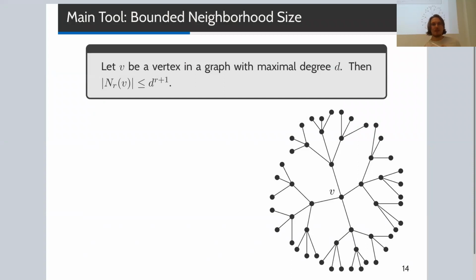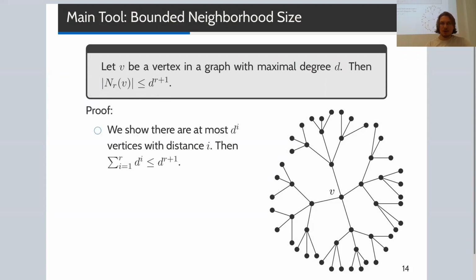So let's talk about our main tool that we're going to use. And it's a very simple tool. It just states that local subgraphs in bounded degree graphs are relatively small. So if you have a vertex v in a graph with degree at most d, then the R neighborhood of this vertex has size at most d to the R plus 1. And by R neighborhood, I mean every vertex that has distance at most R from v. So R neighborhoods in bounded degree graphs are small, is what the statement means.